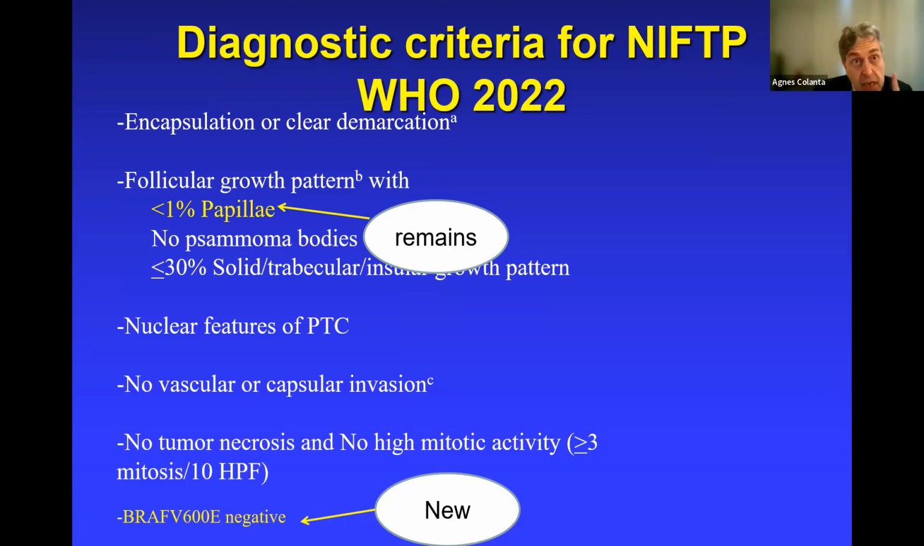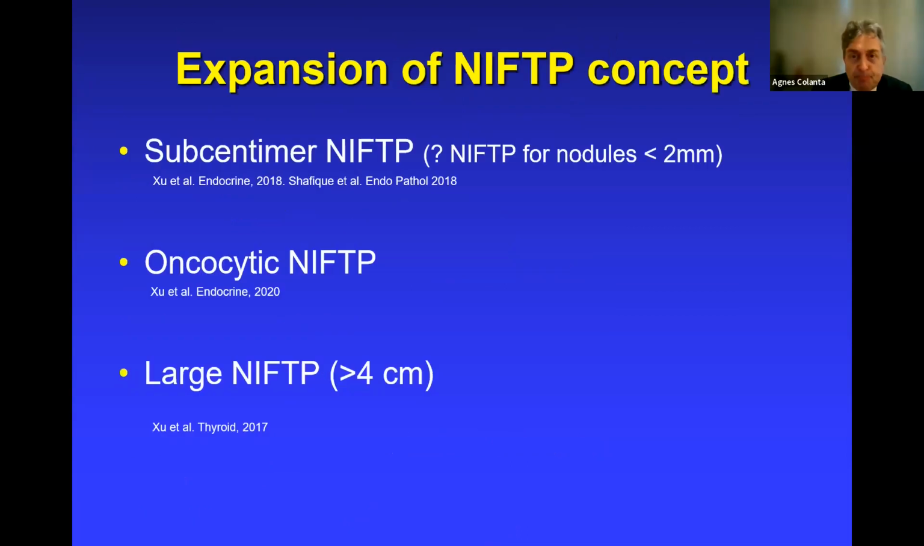However, I've seen only one NIFTP that, histologically, I'm sure was a NIFTP but was BRAF positive, because, you know, biology is not perfect. So these are now the new criteria for NIFTP. The less than 1% papillary remains, but BRAF V600E should be negative, should not be positive.